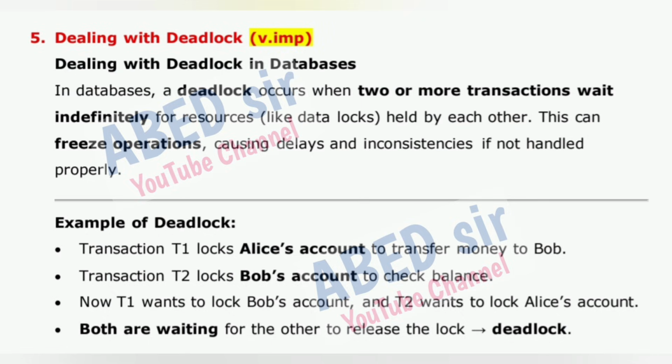Example of deadlock. Transaction T1 locks Alice's account to transfer money to Bob. Transaction T2 locks Bob's account to check balance. Now T1 wants to lock Bob's account and T2 wants to lock Alice's account. Both are waiting for the other to release the lock: deadlock.